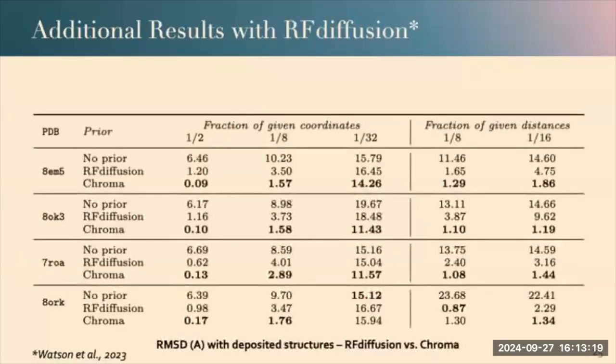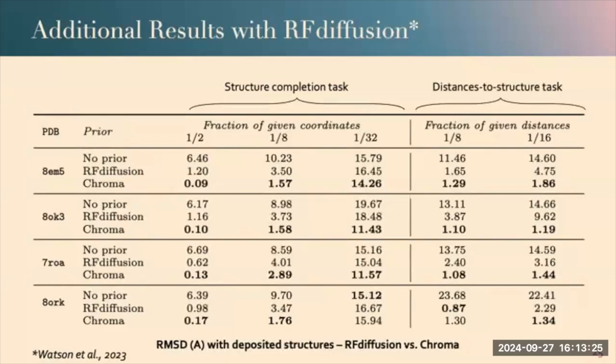As I was mentioning earlier, we also experimented with RF diffusion instead of Chroma, at least with the two tasks, structure completion and distances to structure. We've done that on a few proteins from the CASP15 database because we knew that both were not part of the training set of RF diffusion nor of Chroma. The takeaway here is that they both perform way better than when you don't use the prior, but it seems that Chroma also outperforms RF diffusion in most of the cases, especially when the problem is well constrained. So when, for example, you look at the column 1/2 in the structure completion task, or 1/8 in the distances to structure task.